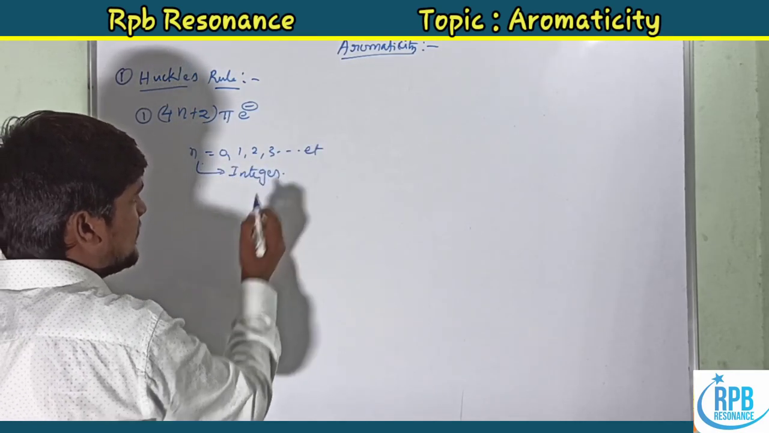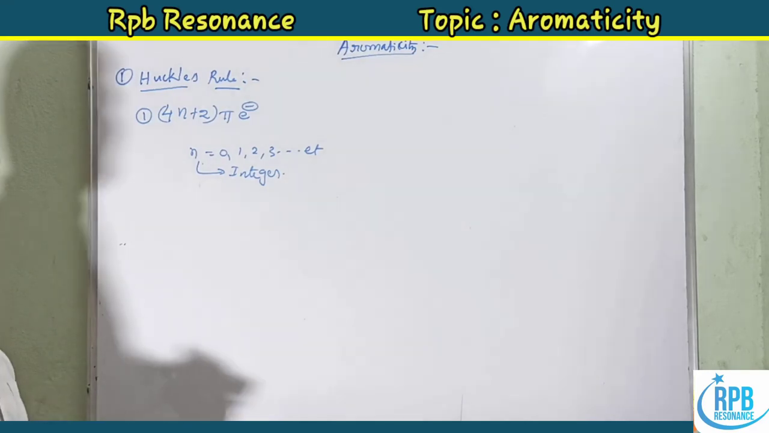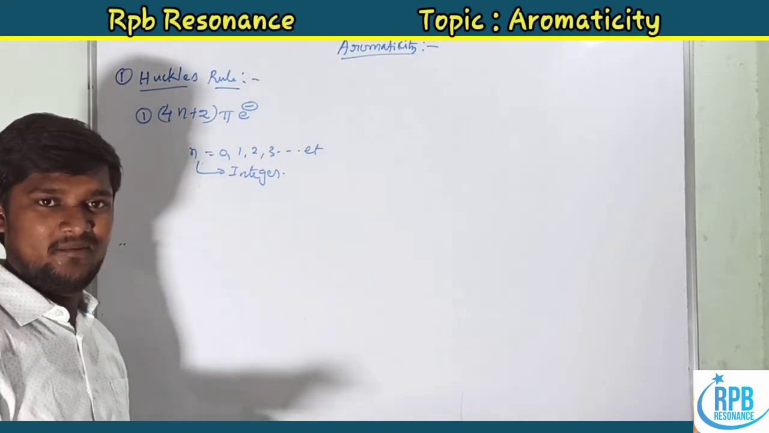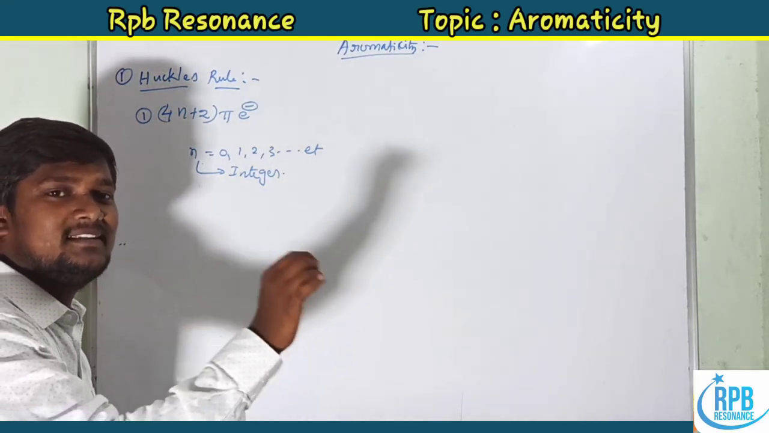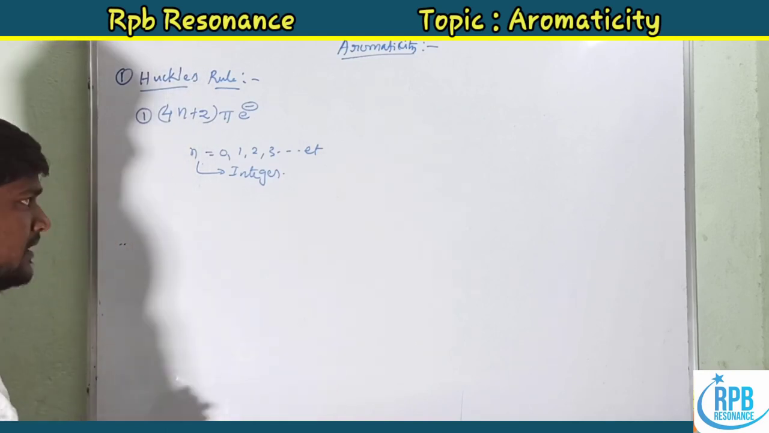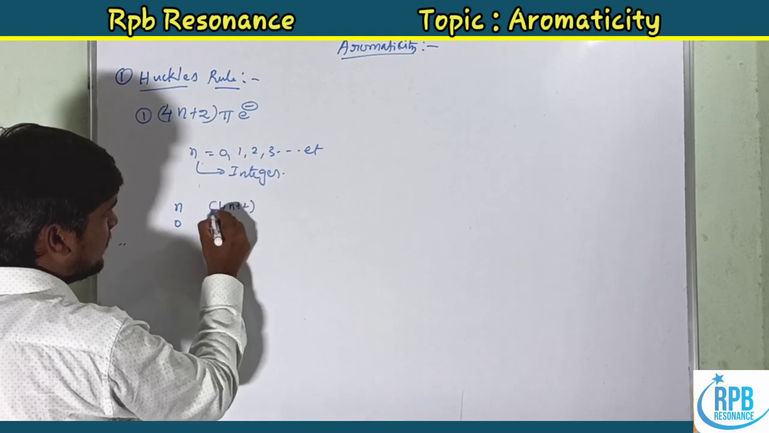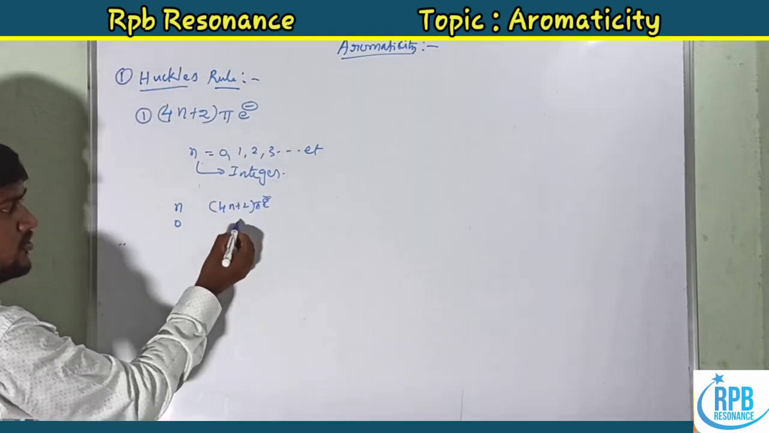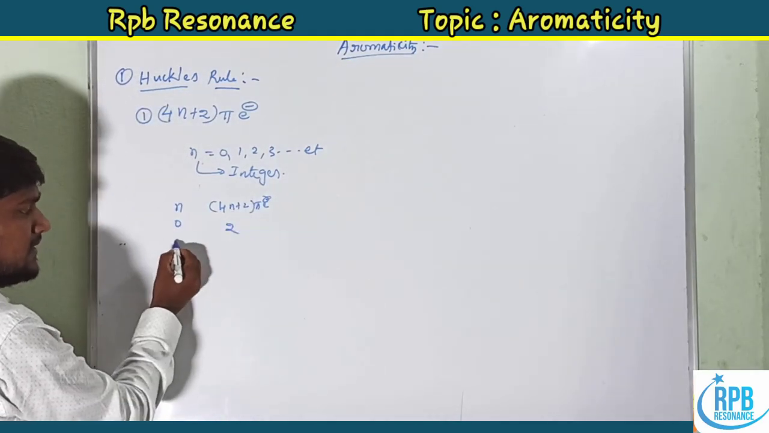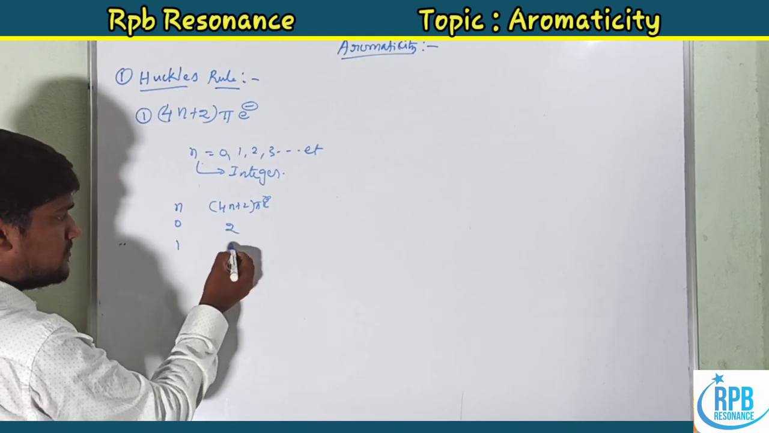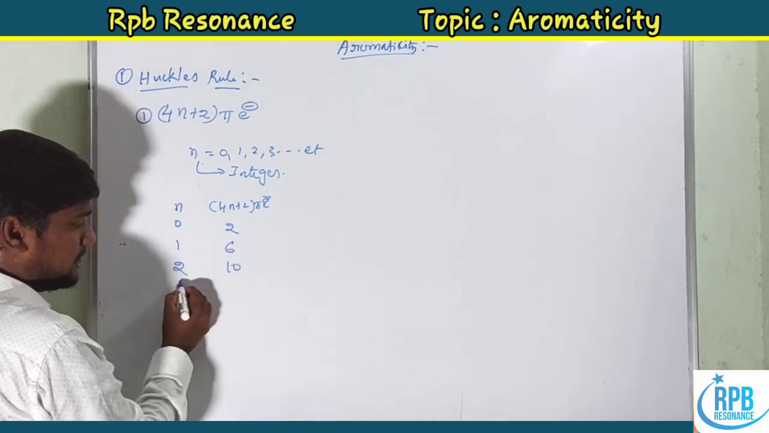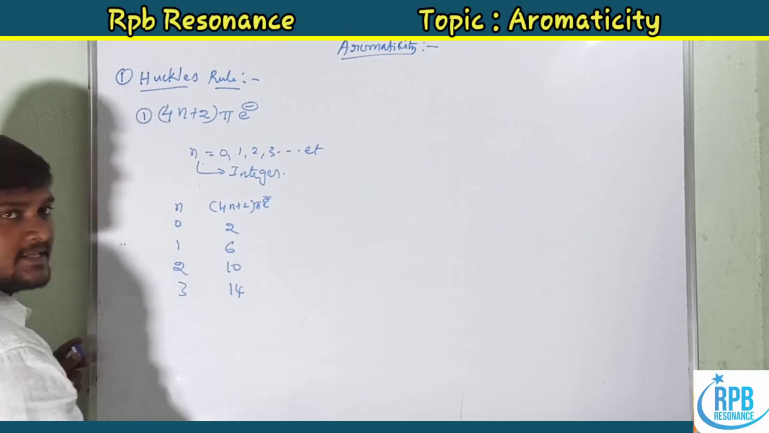Many students calculate n as the number of pi bonds or number of pi electrons. That is absolutely wrong. N is nothing but any integer, any number. Now, if n is equal to 0, 4n plus 2 is how many electrons? 0 plus 2, so 2 electrons. If n is equal to 1, 4n plus 2 means 6 electrons. N equal to 2, 10 electrons. N equal to 3, 14 electrons, etc.